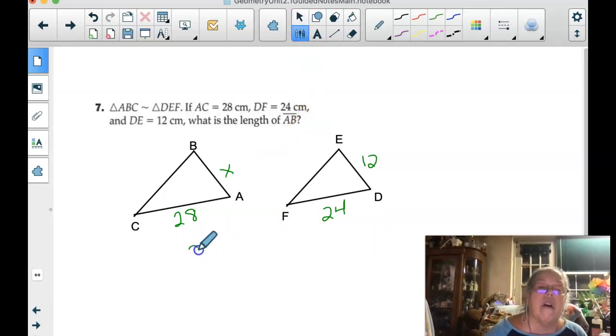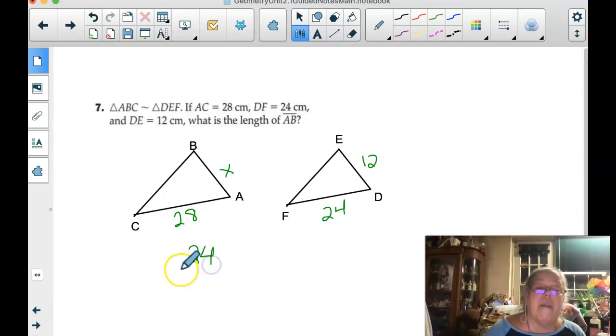24. And I'm going to compare, speaking the English, I'm going to compare it to its corresponding side.